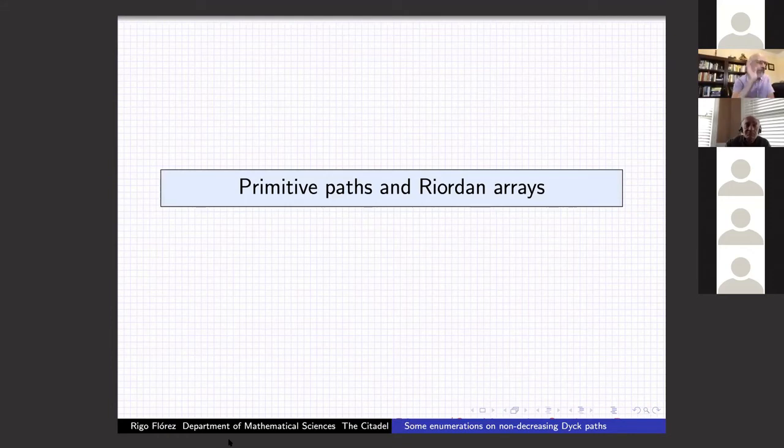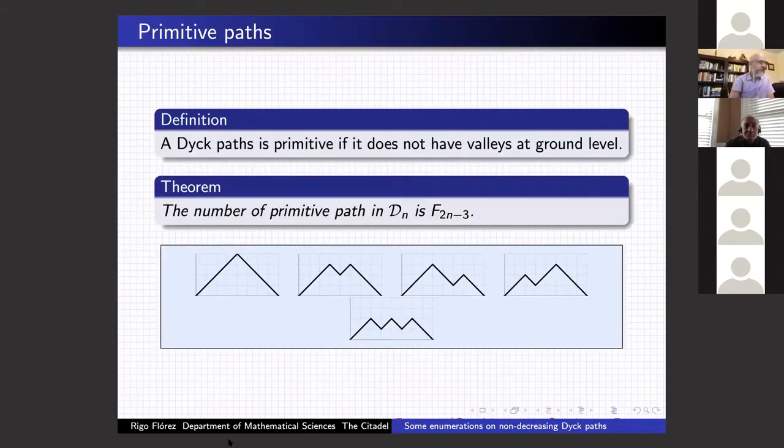Okay, remember that I told you a little bit about primitive paths. Now let's see another idea here to count, and it's the primitive path. We are going to say that a non-decreasing dip path is primitive if the path doesn't have valleys at the ground level. So all of these are primitive paths. And the total number of primitive paths is a Fibonacci number.